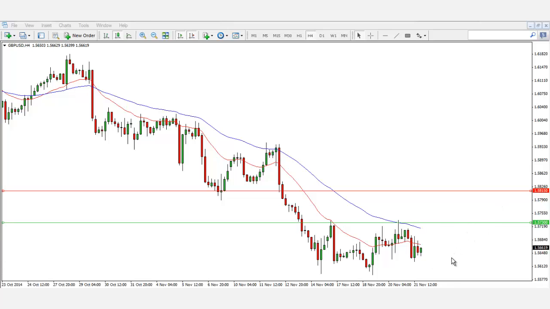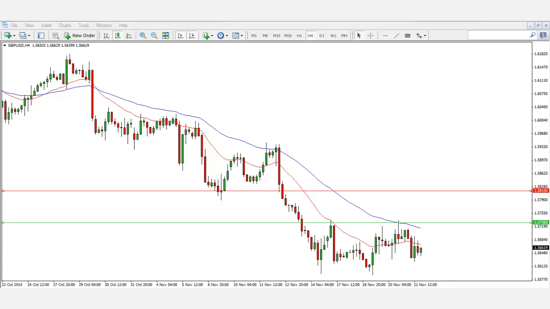and the red line would be where I'd place my stop loss. So now we have our entry, we have our stop loss, and the next question is how am I going to manage this trade? So this week, I'd like to share with you how I manage this trade if I'm short the pound dollar on this chart.